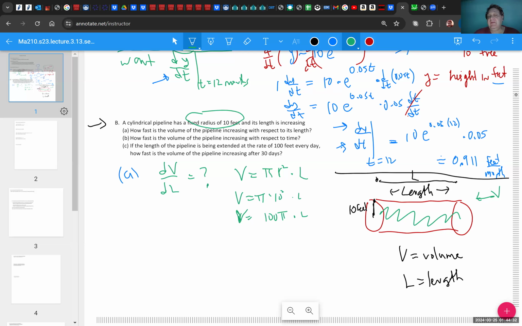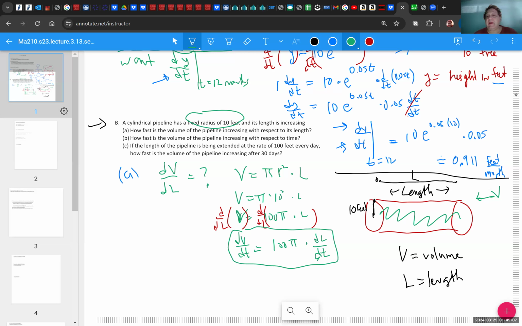If we're looking for dV/dL, then all I have to do is differentiate both sides with respect to L, and that will give me dV/dL. So dV/dL, the constants being multiplied don't affect the derivative. The derivative of L is dL/dt, or 1 times dL/dt. And that is the formula for how fast the volume of the pipeline is increasing with respect to its length. It isn't a numerical answer because the change in volume isn't always the same.